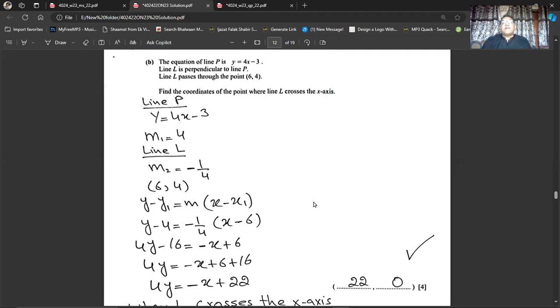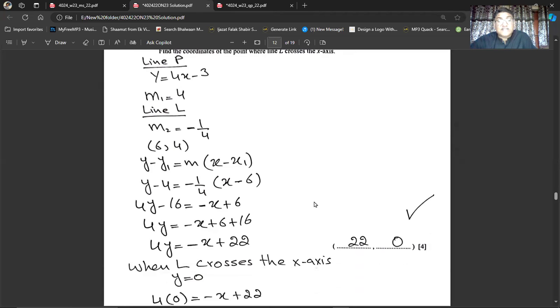y minus y1 equals m into (x minus x1). That's the formula we use to find the equation of a line. So y1 is 4, x1 is 6, and m of the line L is minus 1 by 4. Just put those values there. y minus 4 equals minus 1 by 4 into (x minus 6). So take this 4 to the other side, and you will have 4y minus 16 equals minus x plus 6. 4y equals minus x plus 6 plus 16.